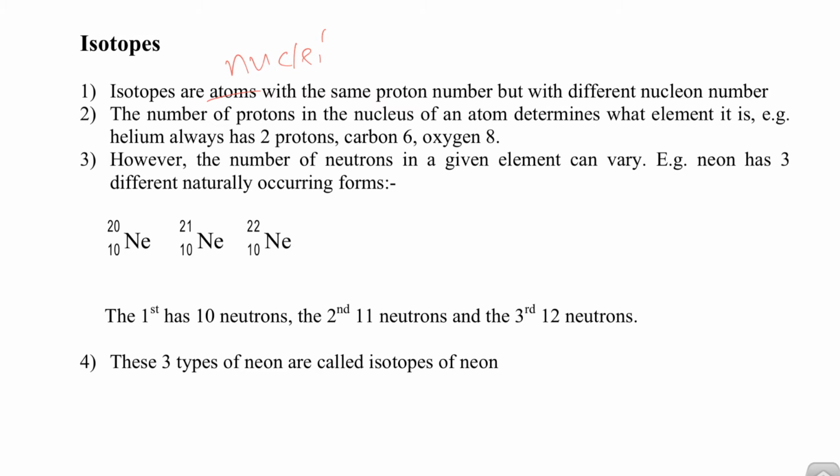It will be 10 neutrons, 11 neutrons, and 12 neutrons. Now, you don't have to learn about the properties of the isotopes, like do they have the same chemical properties or physical properties. That one is not in your syllabus, okay? So you just have to know this only, okay? Because I think in chemistry, they also talk about the properties.